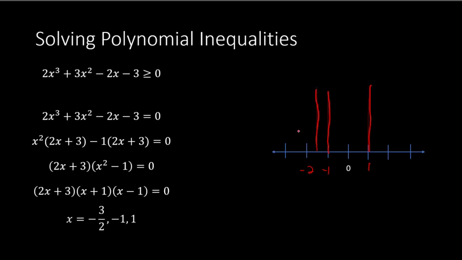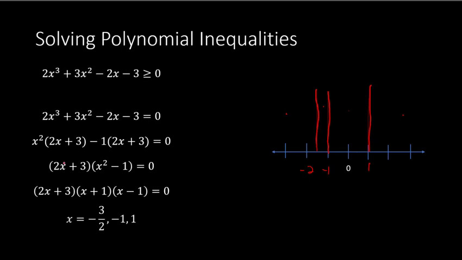So what we have is 4 different intervals. We have one here on the far left, one between negative 2 and negative 1, one between negative 1 and positive 1, and then an interval from 1 to infinity on the far right. So we have 4 different parts of this number line.